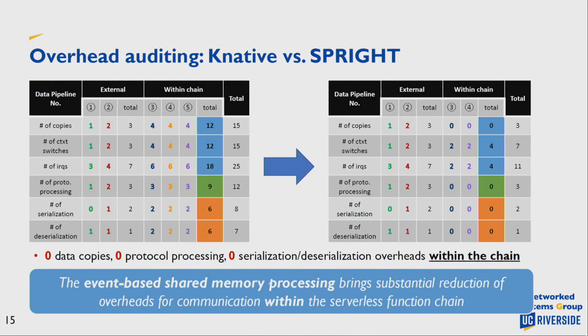So let's look at the overhead auditing of Knative and SPRIGHT. The left one is the Knative table, and the right one is the SPRIGHT table. What you can see is that there's dramatic overhead reduction in every single dimension. And this shows that SPRIGHT's event-driven shared memory processing brings substantial overhead reduction for communication within the function chain.